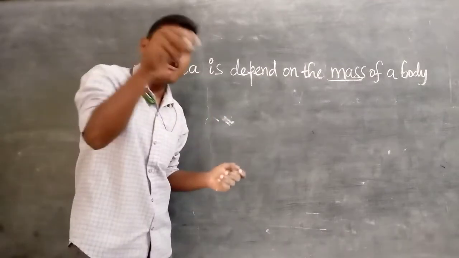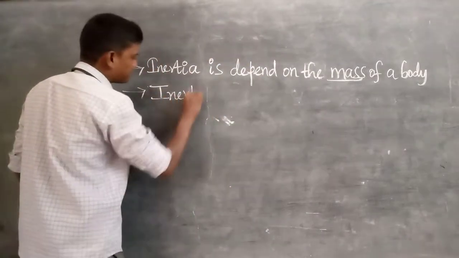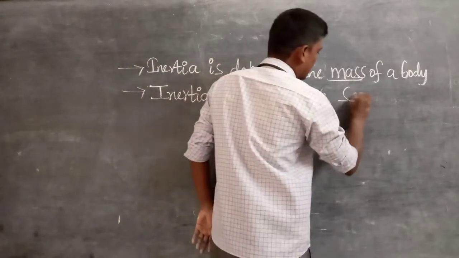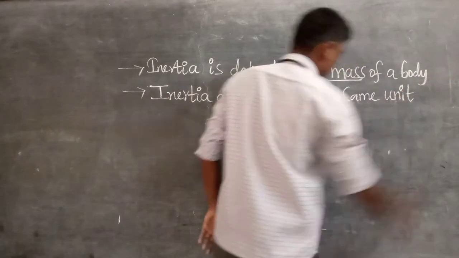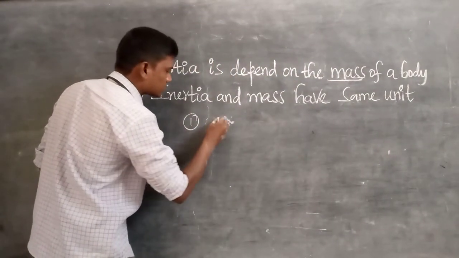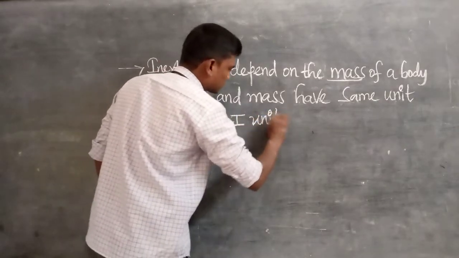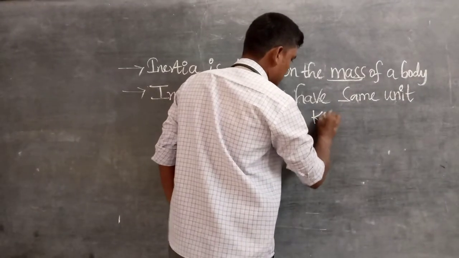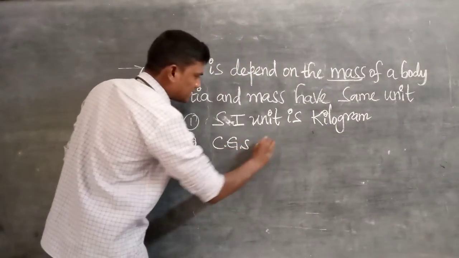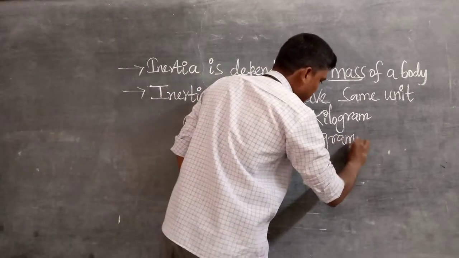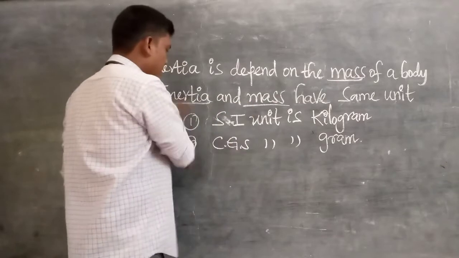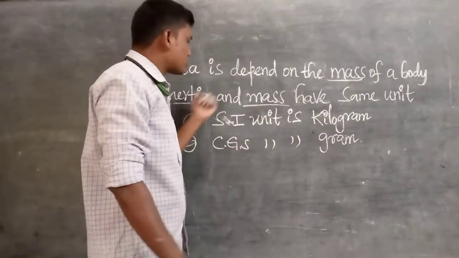Why? Inertia is the property of matter. That's why inertia and mass have the same unit. SI unit is kilogram, CGS unit is gram. So that's why inertia and mass have the same unit. The SI unit of inertia and mass is kilogram, and the CGS unit of inertia and mass is gram.